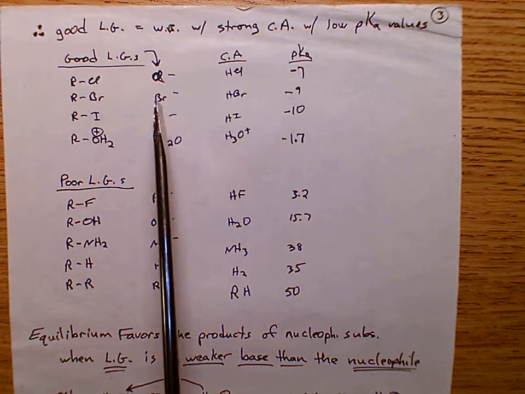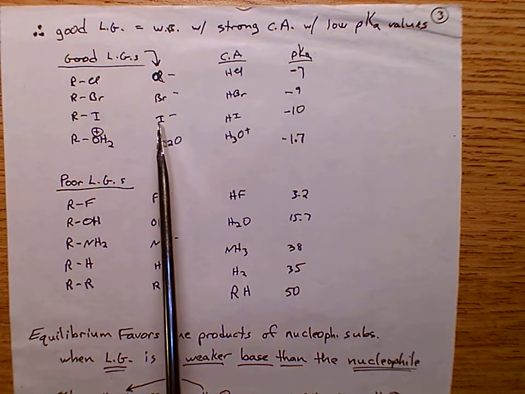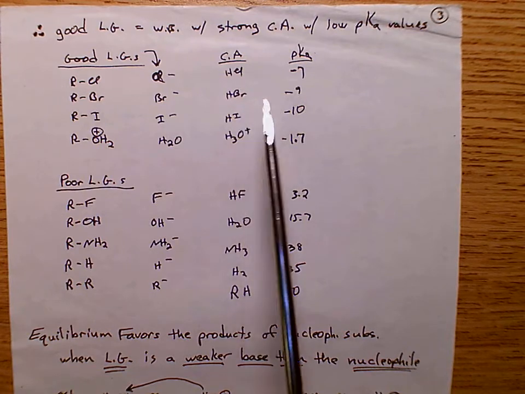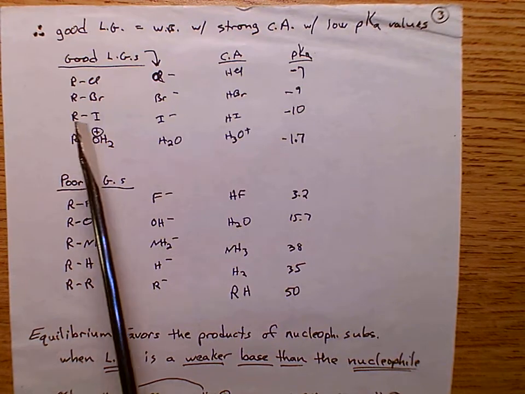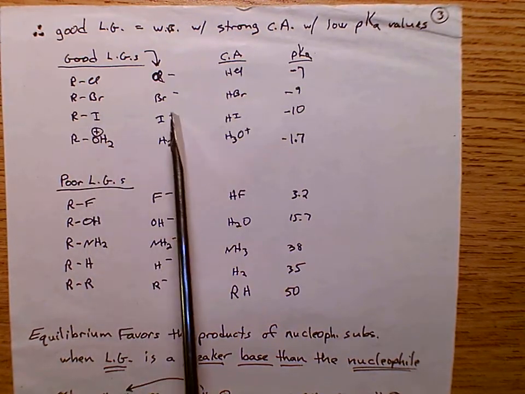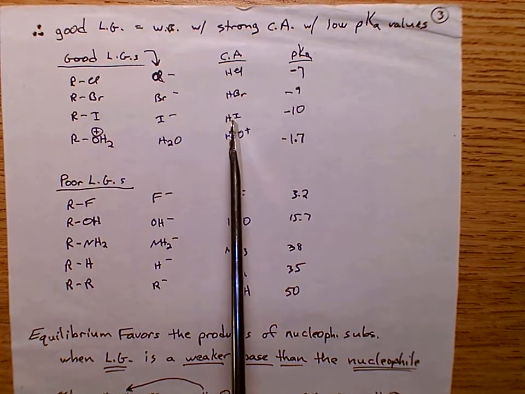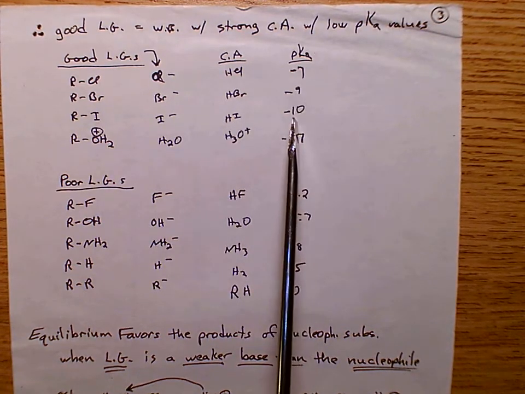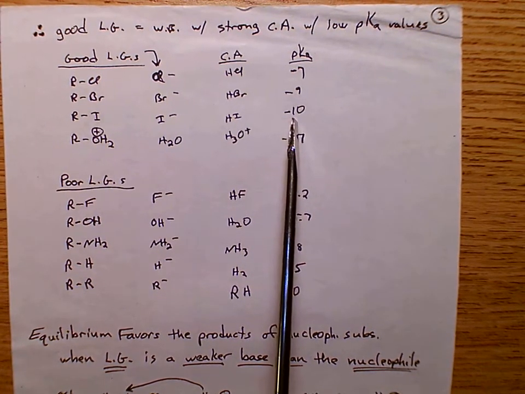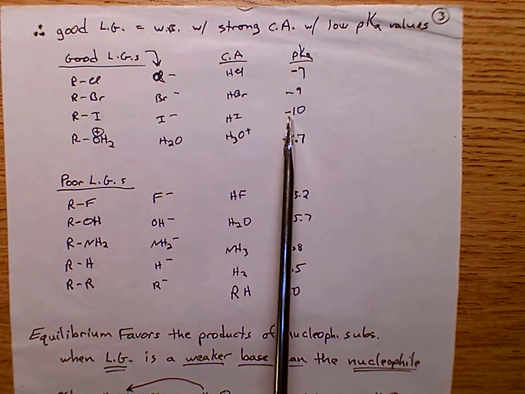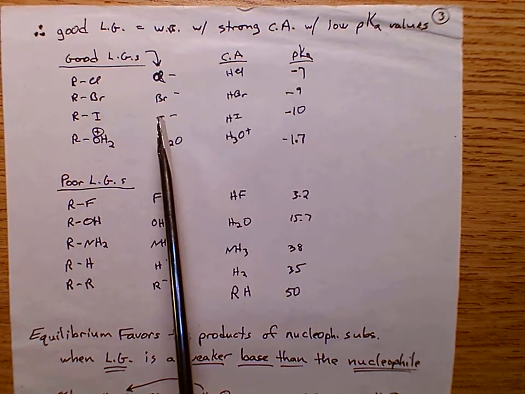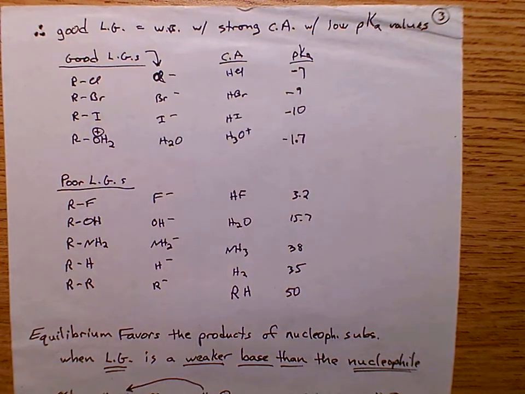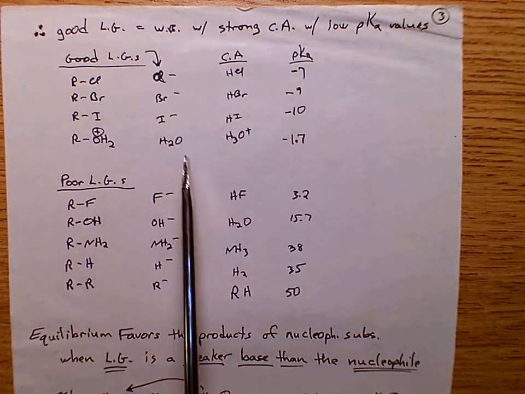Bromide, iodide, all very weak bases because they are the conjugate base of strong acids. But note this, that RI, if you have an alkyl iodide, that makes iodide the leaving group. HI is a stronger acid than HCl, which makes I minus a really good leaving group. It turns out iodide is a super good leaving group because I minus is a weaker base than even chloride is.